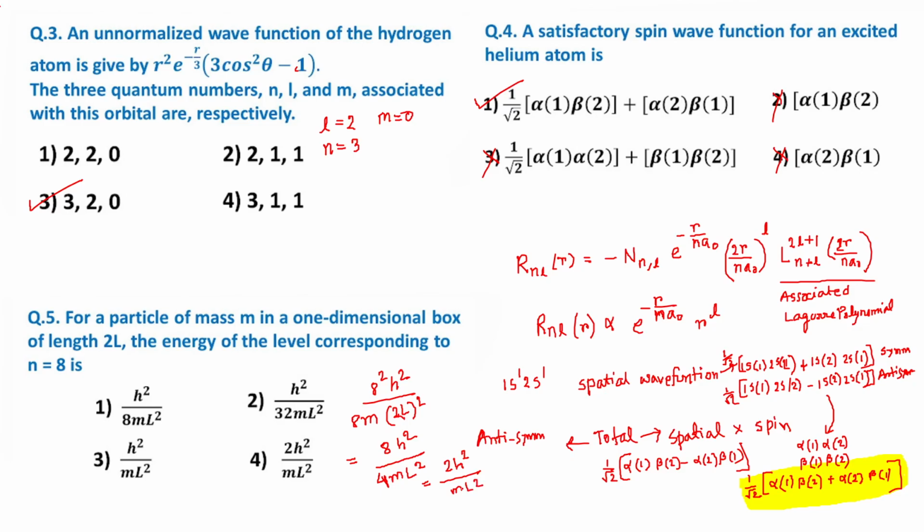Do we have some option like that? 2 h square by m L square. See, the fourth option is correct.